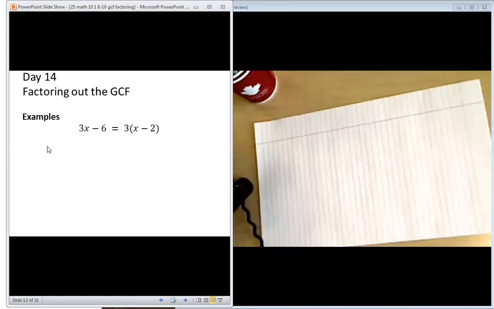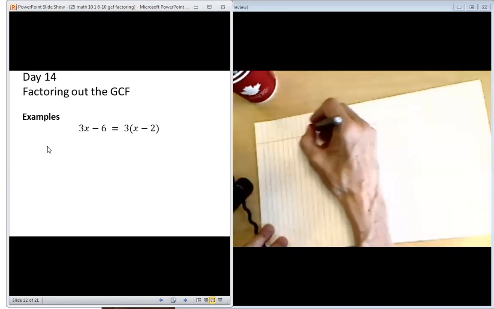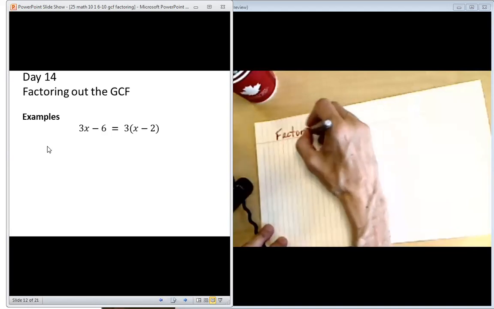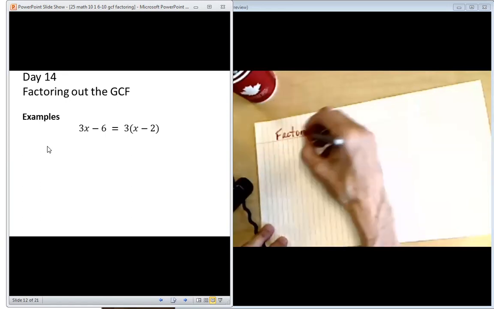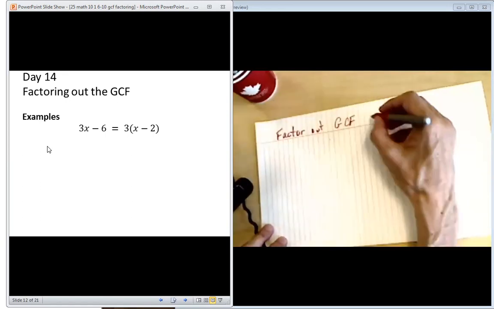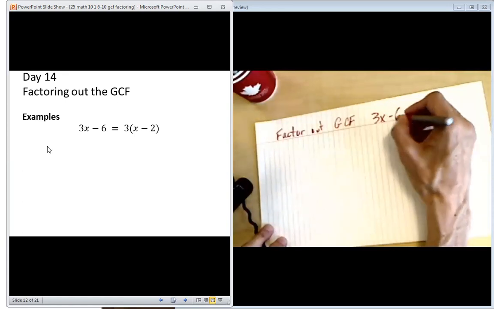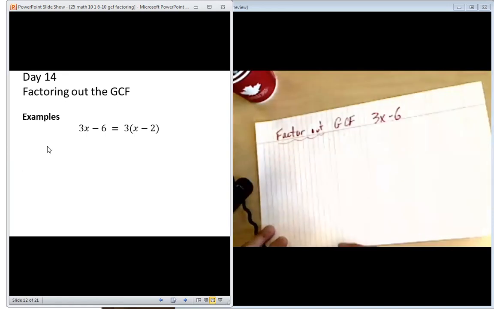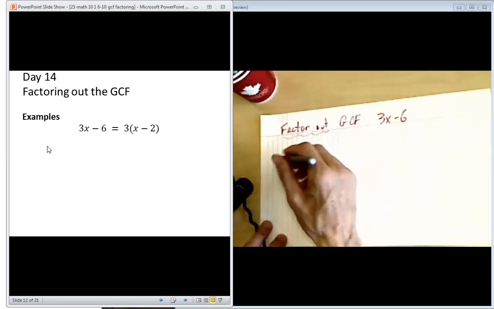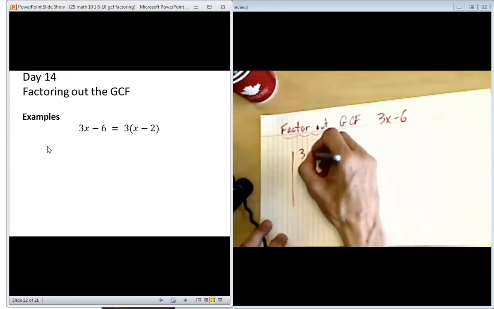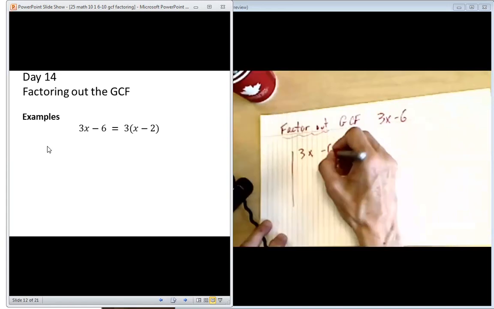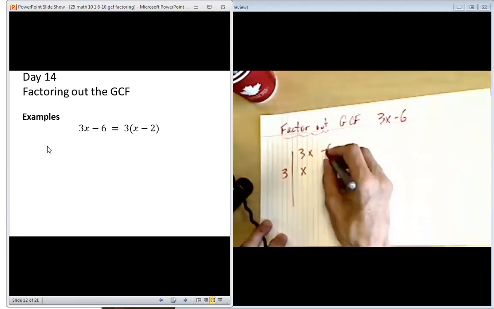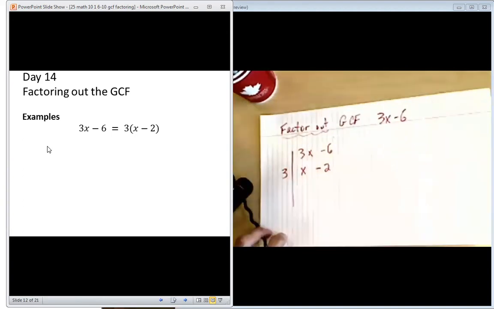Just a couple of these. So we're given this. Notice the instructions are a little different. Factor out the GCF. It's not just GCF, but factor out. Little extra. So the first thing is to do what? GCF of 3x and the minus 6, which we can say is a 3 there, and which we can say is a minus 2 like that, right?